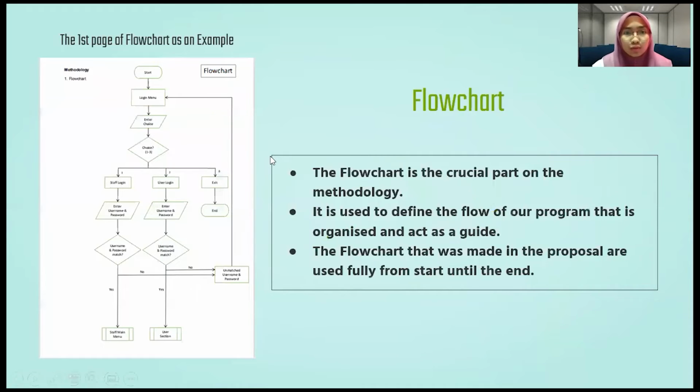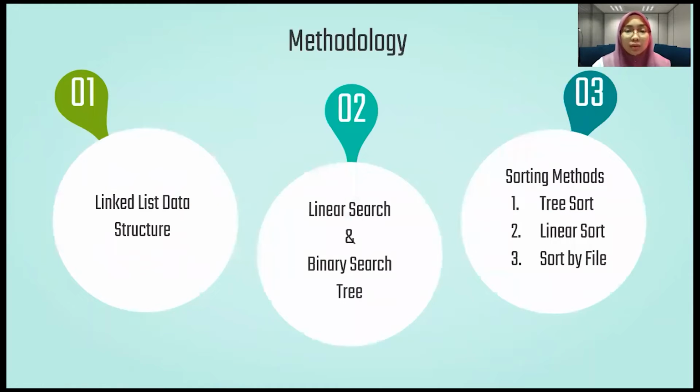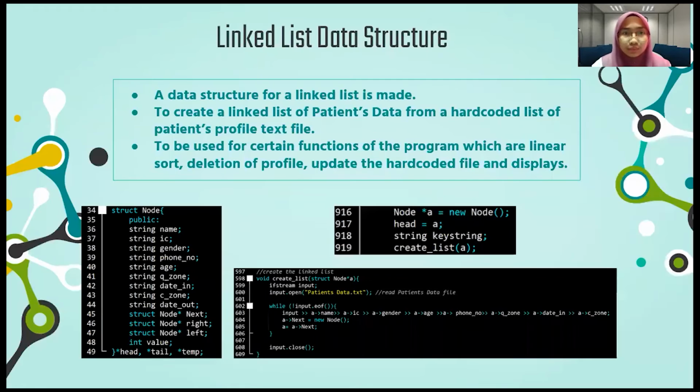So first of all, we use flowchart as a guide during the building process of the code. So basically, these are the example of the flowchart of our program. So the next is the methodology, we have three different methods. The first one is the linked list data structure. The second one, as for the searching method, we use linear search and also binary search tree. And the last one is for the sorting method, we use tree sort, linear sort, and sort by file.